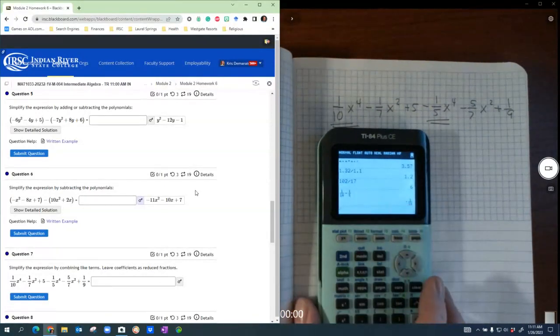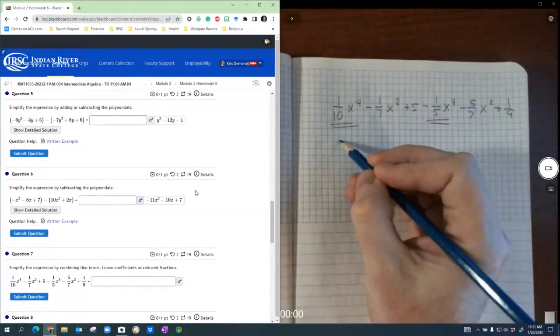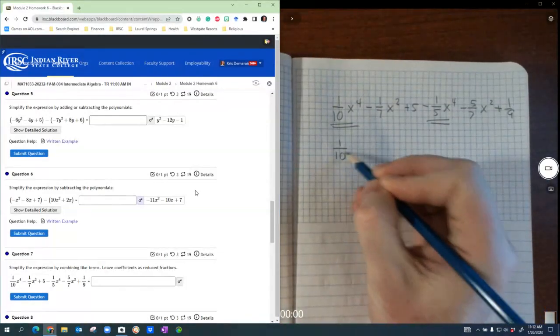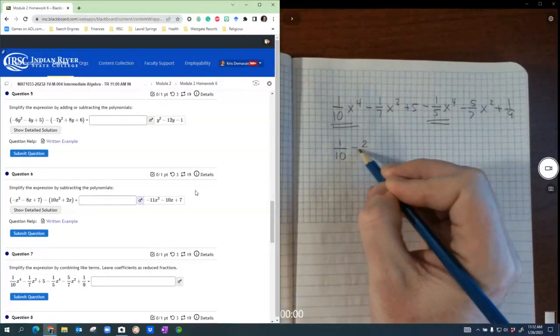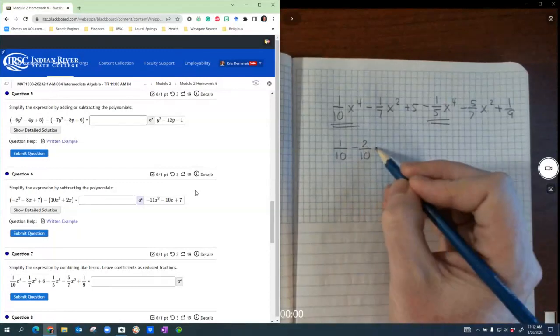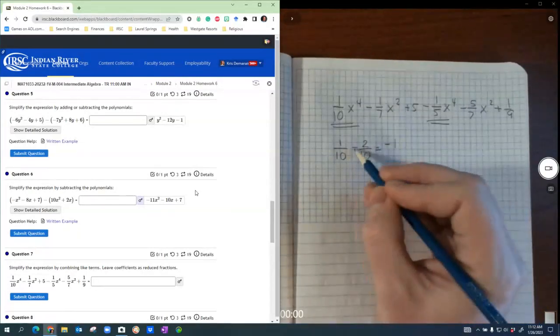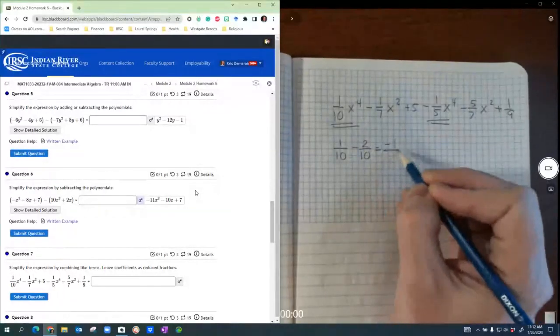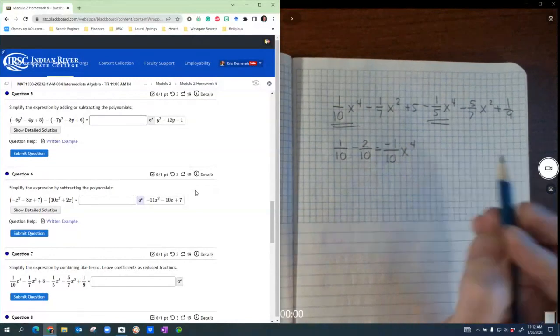That might be a little hard to read with this video, but the way you do that, again, is 1/10 minus, and it's actually going to be 2 over 10. That's what 1/5 becomes to get the same denominator. Then you add these together, and 1 added to negative 2 is going to be negative 1 over 10 x to the 4th.